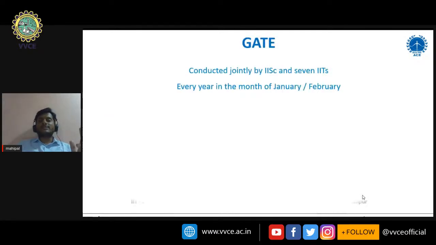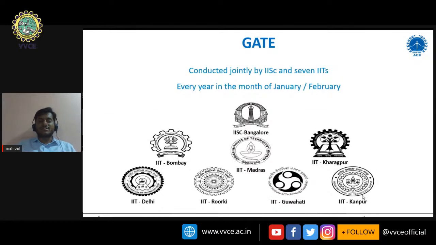So who conducts this GATE examination? This GATE examination is conducted by, I'm sorry, IISc Bangalore and seven IITs every year in the months of January and February. The next 2021 GATE examination is going to be conducted by IIT Bombay.